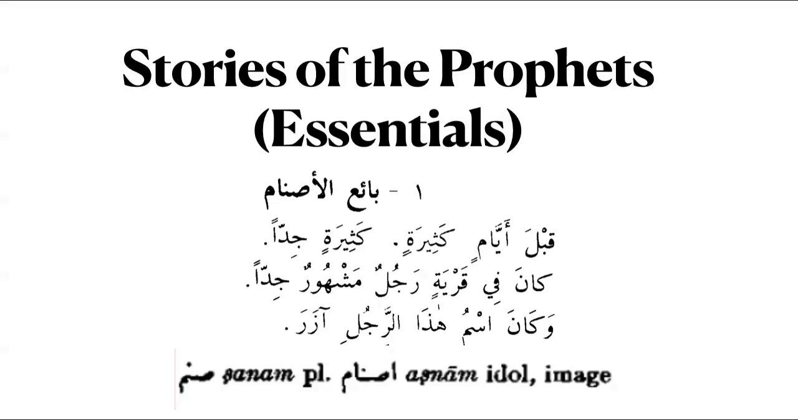Whereas the last one, وَكَانَ اسْمُ هَذَا الرَّجُلِ أَزَرْ, the ism of kana is ism, ismu. Why does it not have a tanween?